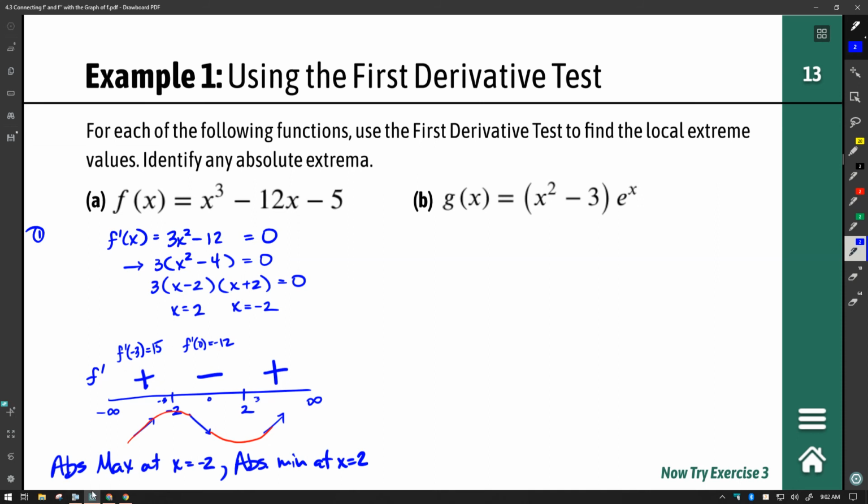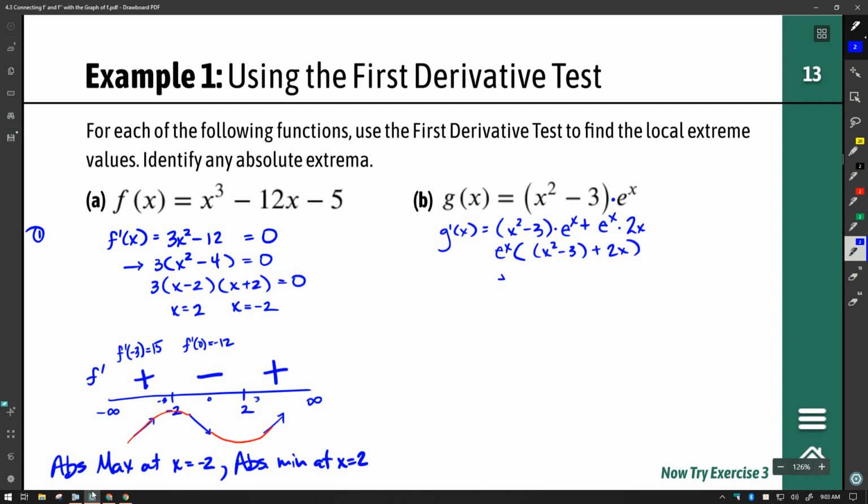g of x is x squared minus 3 times e to the x. So we need a product rule for this derivative. g prime of x is equal to the first function, x squared minus 3, times the derivative of the second, e to the x, plus the second function, e to the x, times the derivative of the first, 2x. I'm going to factor out an e to the x from both of these terms. That leaves x squared minus 3 in the first term. That leaves 2x in the second term.